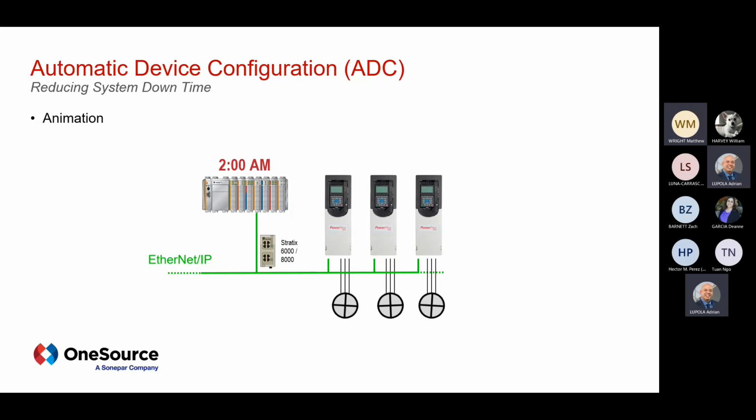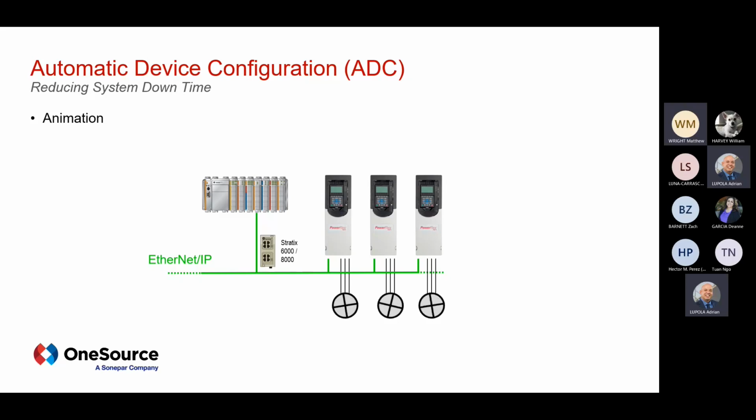And once that's accomplished, the controller will then look at the checksum value of the drive, which is basically a value based on how the parameters are currently set in the drive, and it will match that to the configuration checksum in the controller. And if they do not match, then the controller knows that there are some differences, and it will automatically download the configuration into the drive. And once that's accomplished, the drive is ready to run, and you're back in shape.